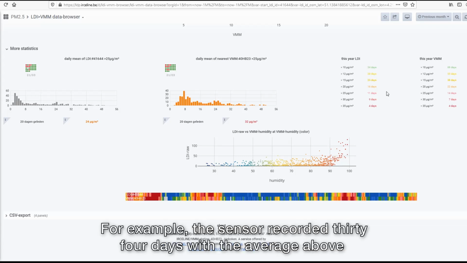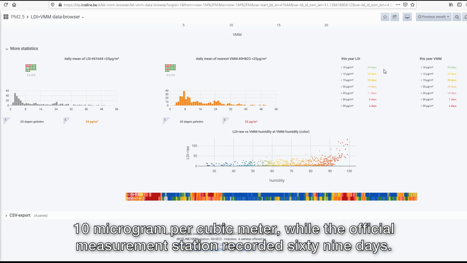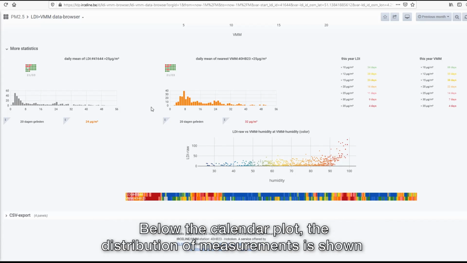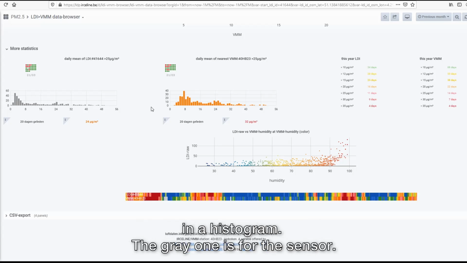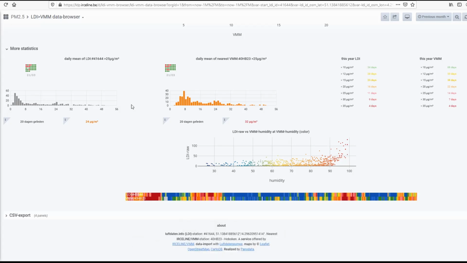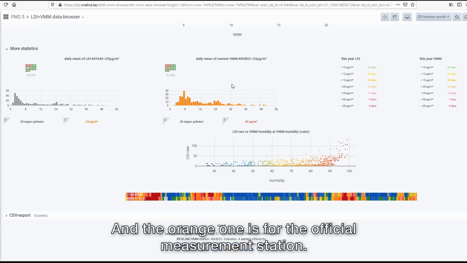For example, the sensor recorded 34 days with the average above 10 micrograms per cubic meter, while the official measurement station recorded 69 days. Below the calendar plot, the distribution of measurements is shown in a histogram. The gray one is for the sensor, and the orange one is for the official measurement station.